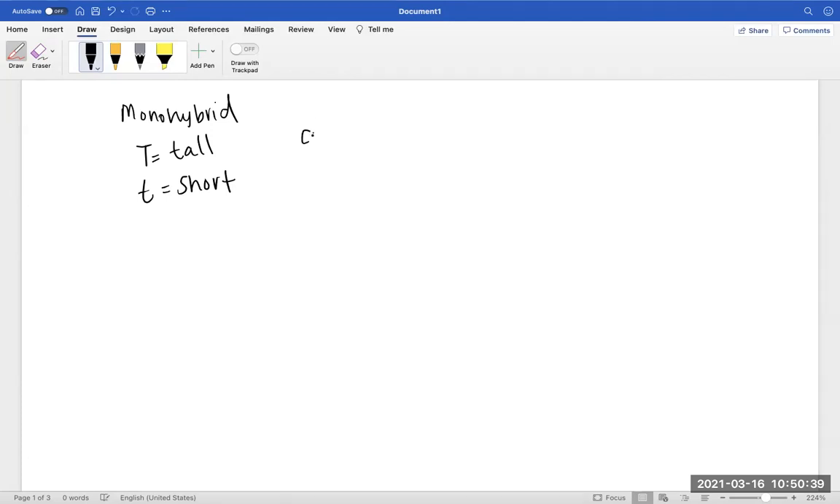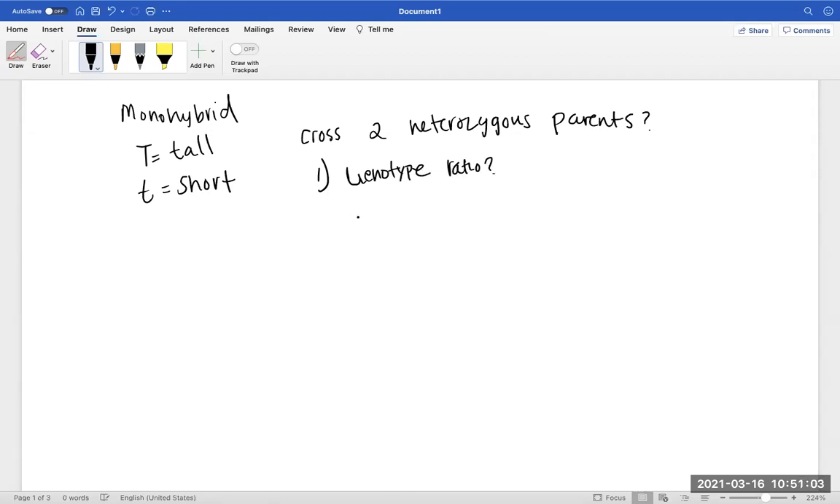And the question is cross 2 heterozygous parents. And first question is genotypic ratio. So what's the genotypic ratio? And then the second question is to find out phenotype ratio. So that's the question.